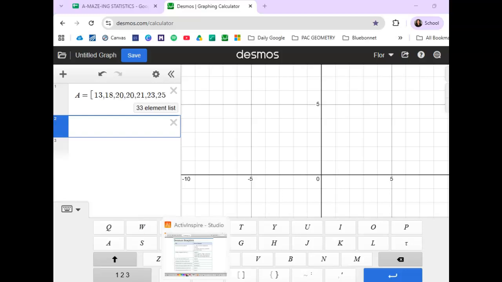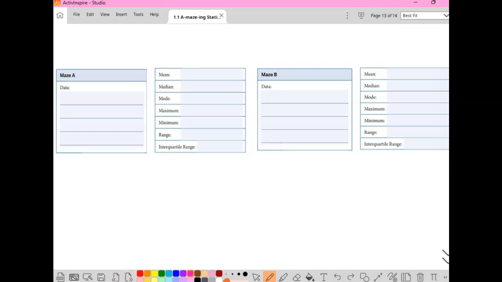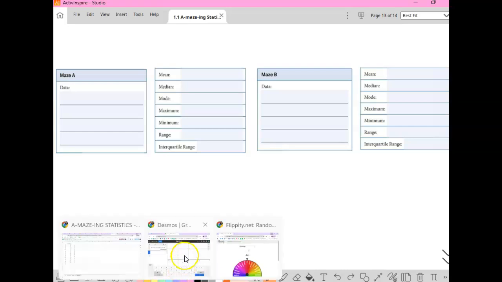Alright, now that we have the list, everybody has 33 elements? Okay, let's go to the next step. It's going to be calculating the mean, median, mode, and all of that. So we're going to be filling it into this table. So, if you follow your notes, it's already there.